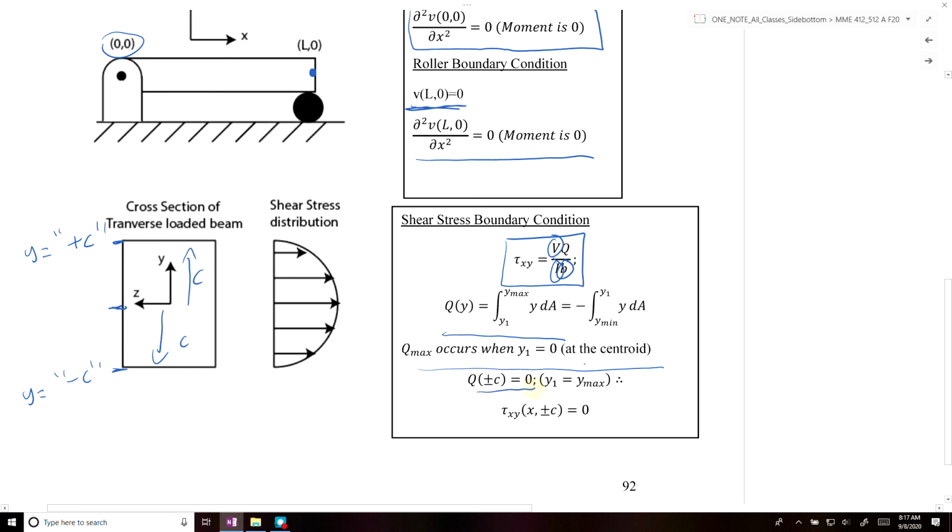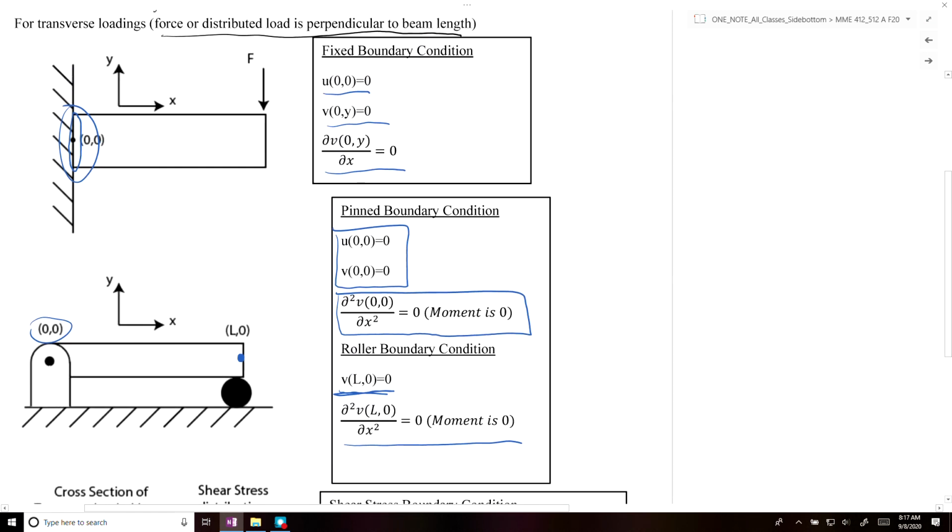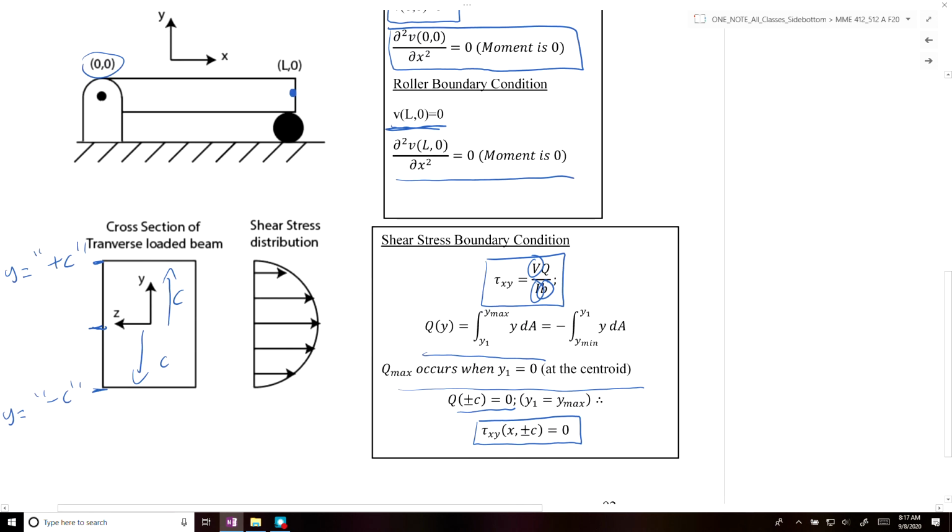Q is actually equal to 0 because our integral would be from y max to y max. So we end up getting basically 0 in that case for Q. Therefore, tau of xy would be 0 at the top and bottom surfaces of our beam. All right. So using that, you can then apply that boundary condition along with the boundary conditions at fixed, pinned, or roller constraints along your section, and you should be able to then hopefully solve. Use these to help solve for your displacement fields, u of x,y and v of x,y, for simple beam problems.